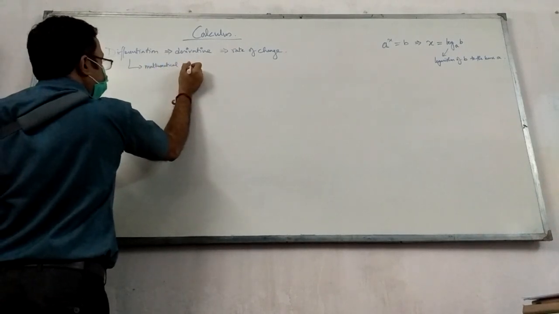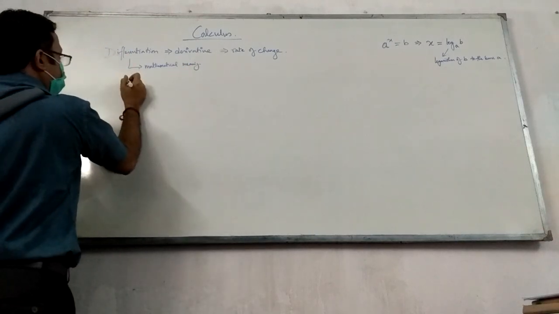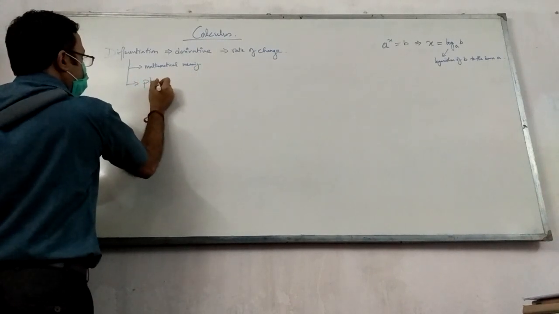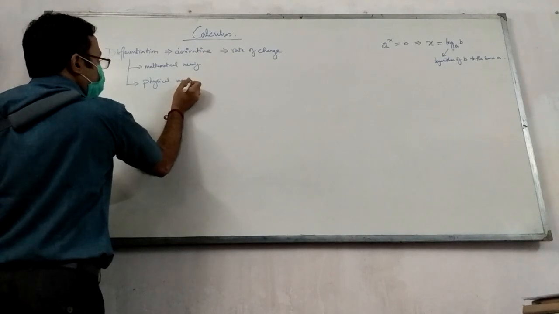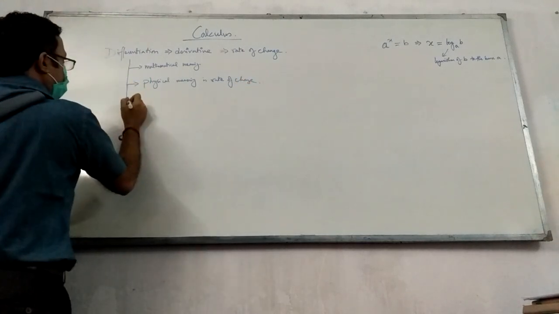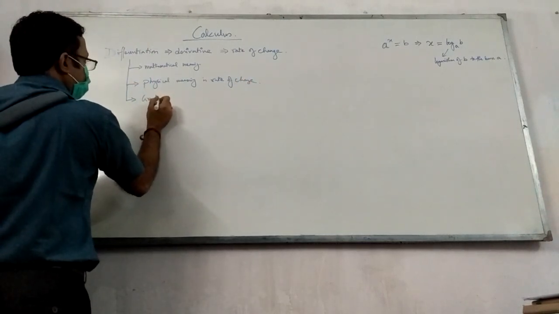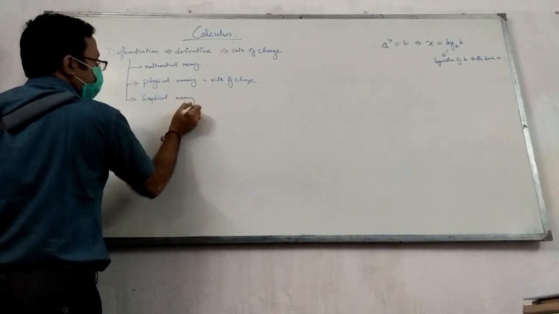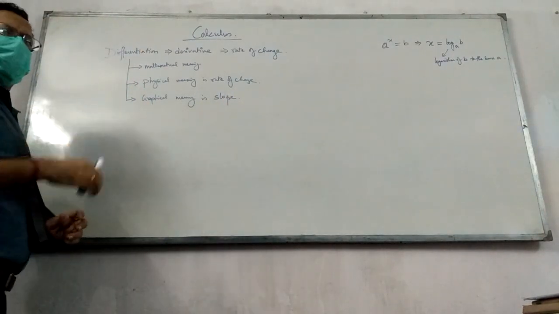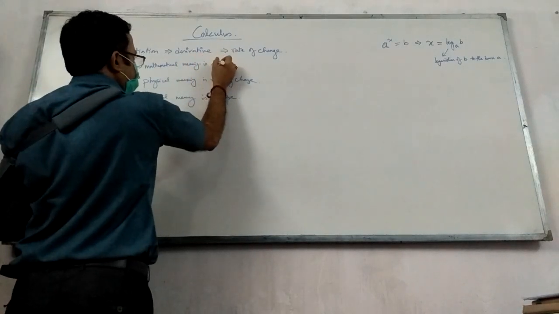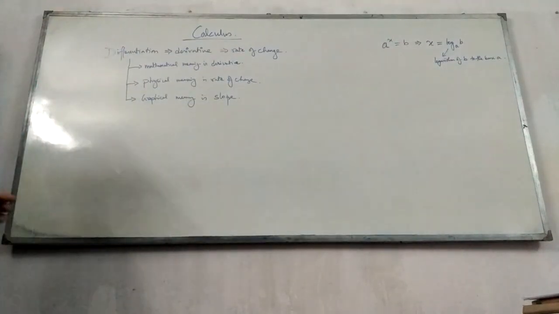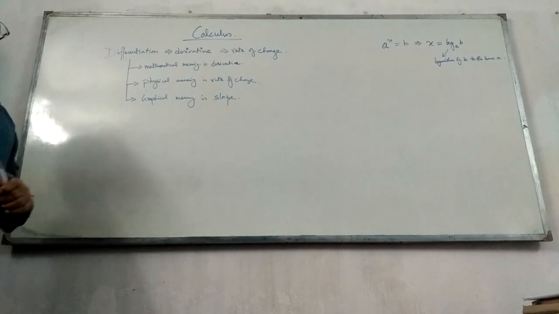So the mathematical meaning is differentiation, derivative. The physical meaning is rate of change, and the graphical meaning is slope. Mathematical meaning is derivative. Physical meaning is rate of change and graphical meaning is slope.